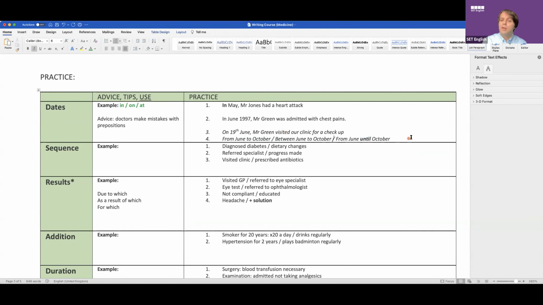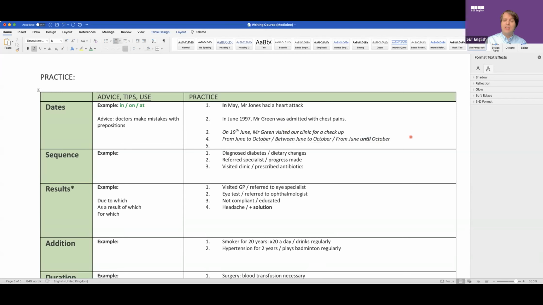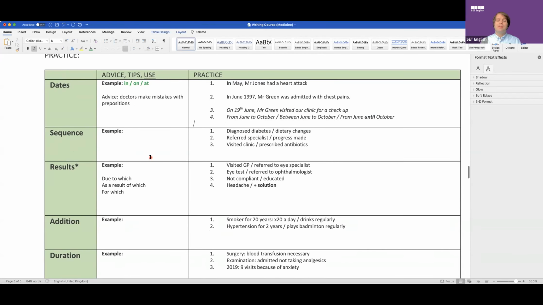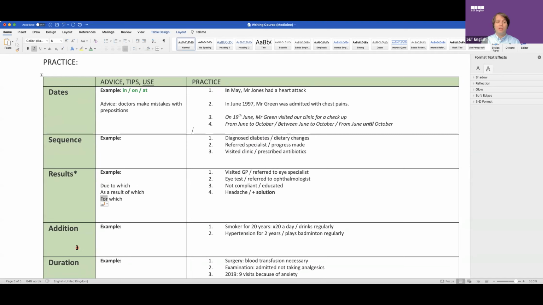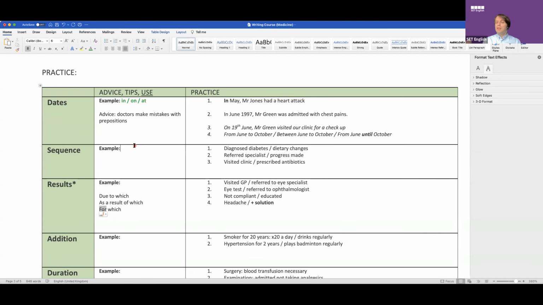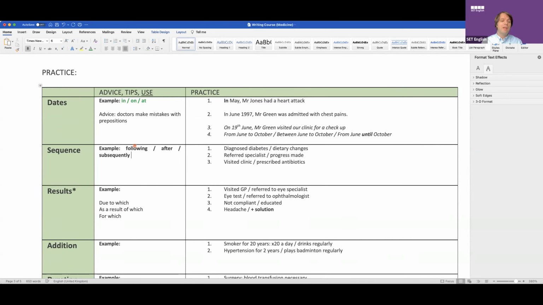Okay. So look, guys, I'm going fast on this one because dates are fairly easy for you. They should be easy, all right? Now, sequence, it gets a bit more difficult. Results is very difficult, okay? Addition and duration, about average. Let's look at sequence. What do we mean by sequence language again? Give me an example of sequence language. Following this. After that. And after, subsequently. Right, and subsequently.